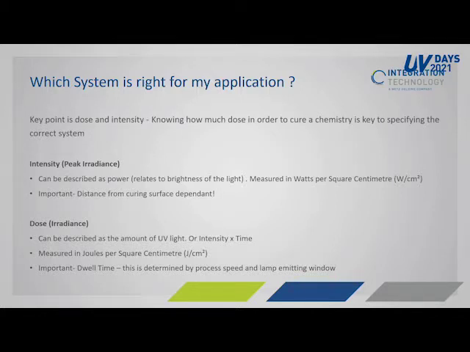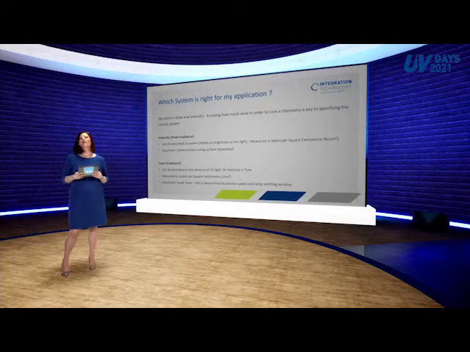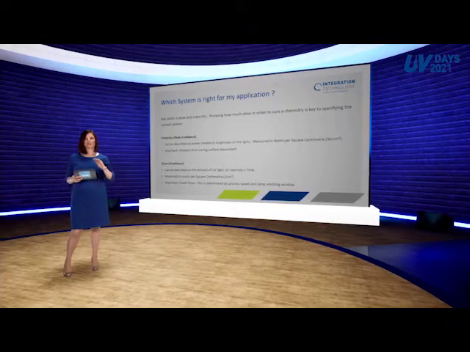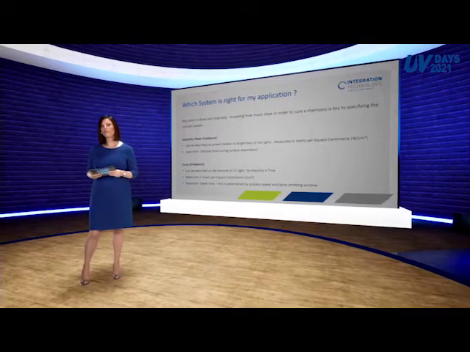Intensity, also known as peak irradiance, or you could commonly think of as power of the system, is described in watts per centimeter squared. For example, here often a 20 watts per centimeter squared system. But important there with the intensity is that it's really dependent on the distance between the lamp and the substrate. This comes into play also.